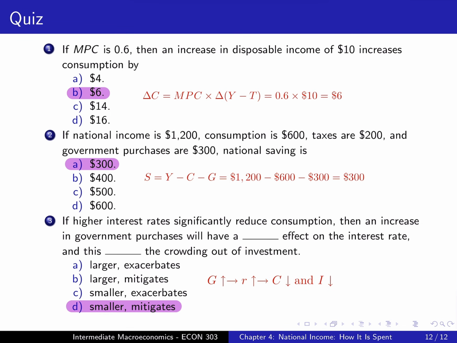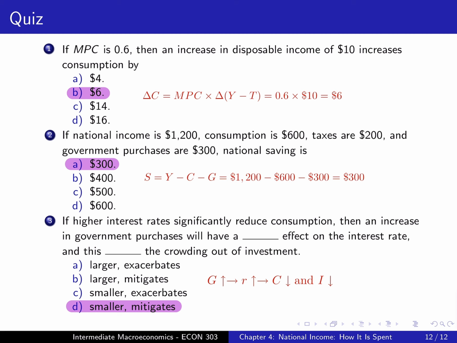Question number 3. Suppose higher interest rates significantly reduce consumption. Then an increase in government purchases will have what effect on the interest rate, and what will this do to the crowding out of investment? When the government increases spending, aggregate demand rises. This typically pushes up the real interest rate to bring investment and saving into balance.